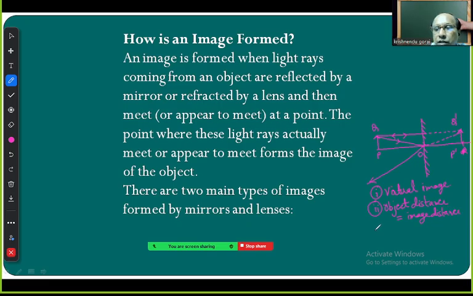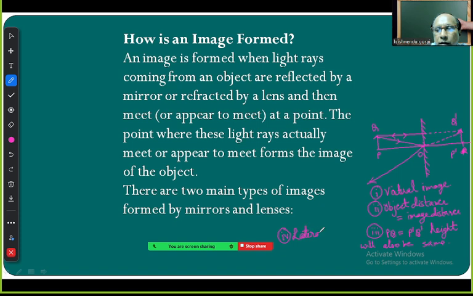And the third point is the height of the object. This height of the object is PQ. PQ is equal to P dash Q dash. The height will also be the same.